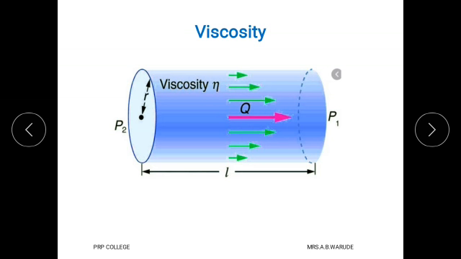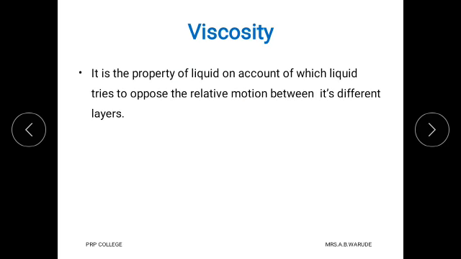That means there is an opposite relative motion between these two layers, and that property is called viscosity. And from that we write the definition as: it is the property of a liquid on account of which the liquid tries to oppose the relative motion between its different layers.